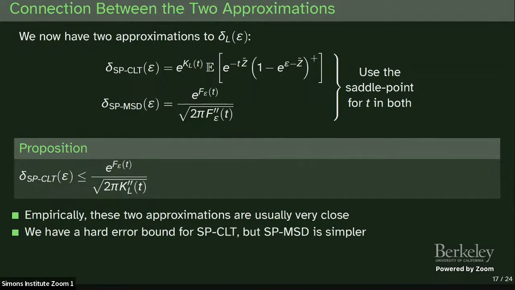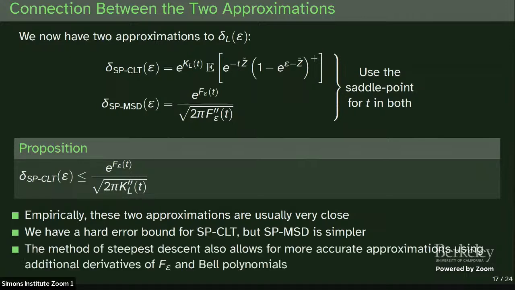They have some pluses and minuses. With this one, we were able to prove this sort of hard error bound, whereas with this one we weren't. But it's also simpler as an expression. The other thing about this method is that you can actually get even more accurate approximations. If you take more and more terms in your Taylor expansion, you can get a sequence of approximations that get more and more accurate, but also more complicated, which I'm not going to write out.